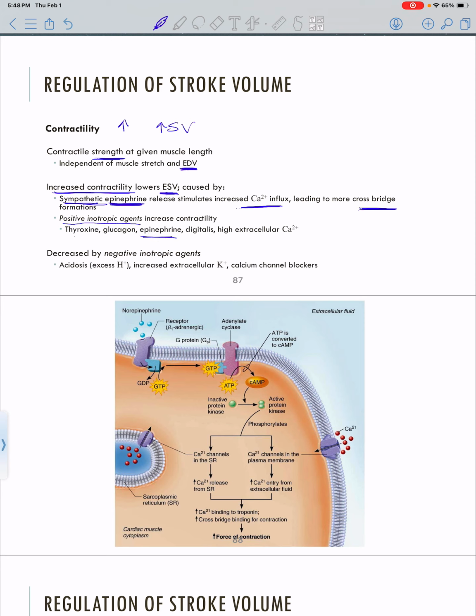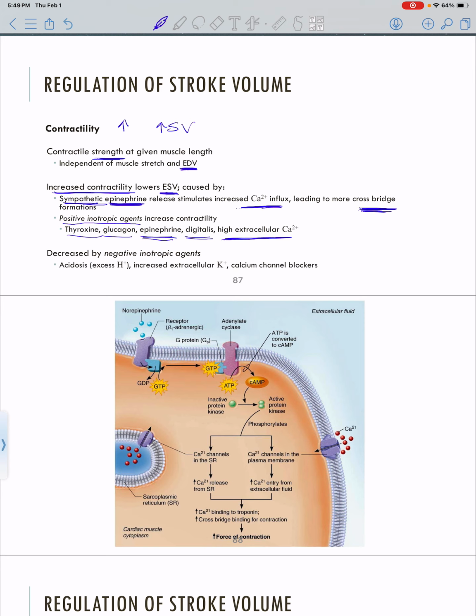Things other than epinephrine that can do this are thyroxine, glucagon, digitalis, and a lot of extracellular calcium. Because remember, when we're talking about cardiac muscle, it only gets a small amount of its calcium from the sarcoplasmic reticulum. When we talked about skeletal muscle cells, they got all of their calcium from the sarcoplasmic reticulum. Cardiac cells rely on the majority of their calcium coming from the extracellular fluid. So the more calcium we have outside of the cell, the more calcium influx we're going to have, leading to more cross-bridge cycling.